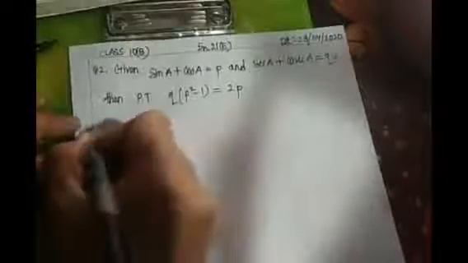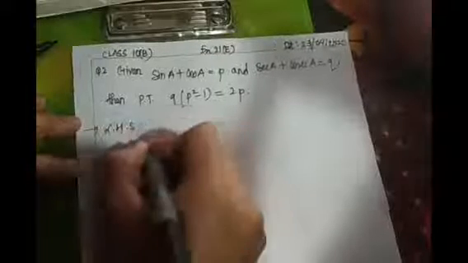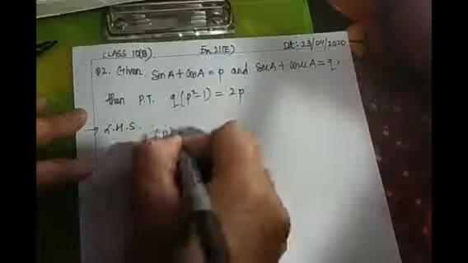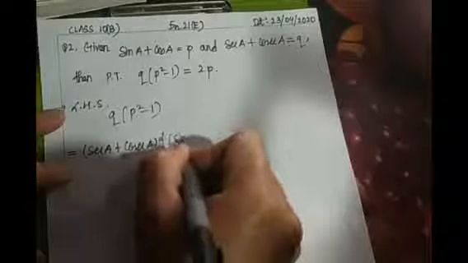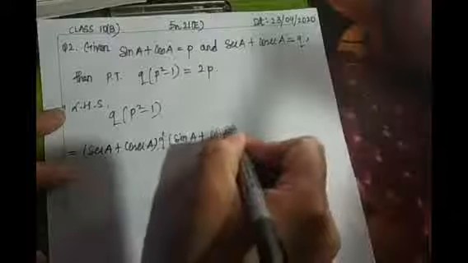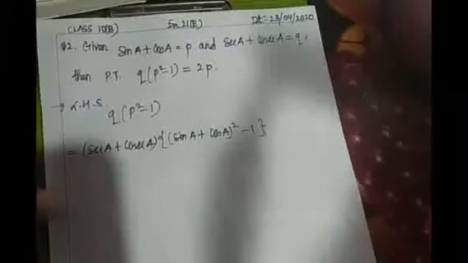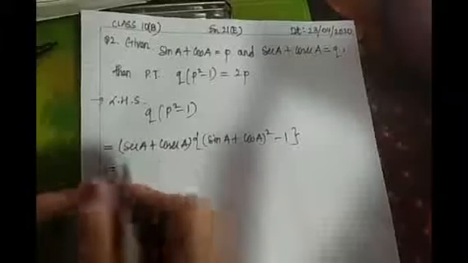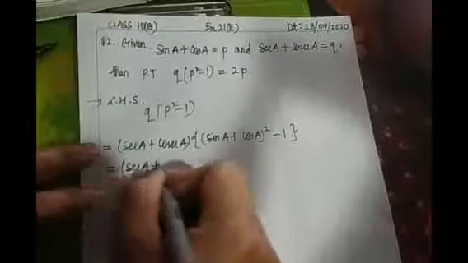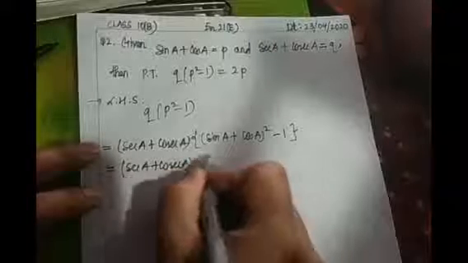Let's start. Left hand side, LHS, we have Q, P square minus 1. What is the value for Q? The value for Q is sec A plus cosec A. Close the bracket. Now I'm opening a curly bracket because it's P square. The value for P is, within the bracket, sin A plus cos A whole square minus 1. Clear? Now I cannot do anything with this sec and cosec, so keep it as it is. Sec A plus cosec A and into.